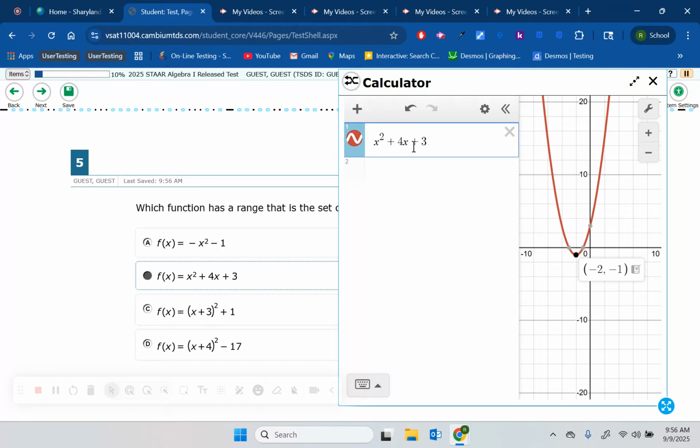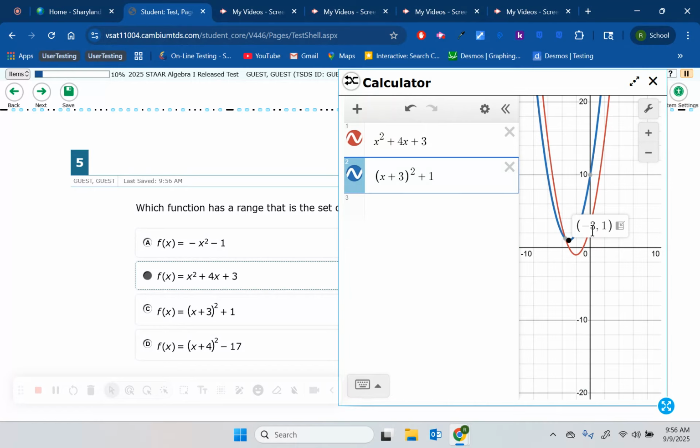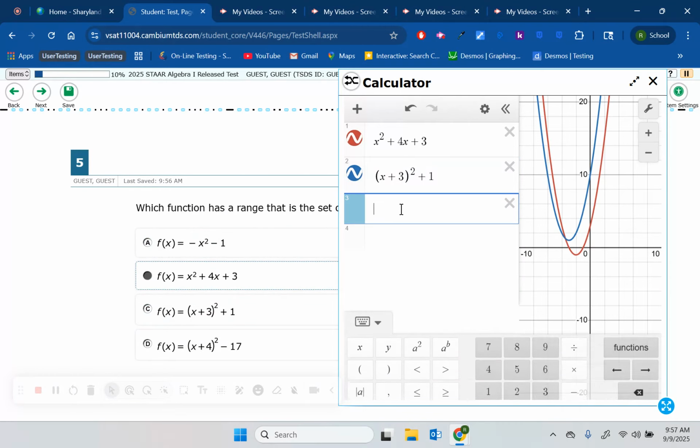But let's go ahead and plug in the other answer choices so you can see them. I'll put them over here. Parentheses, x plus 3, close that parentheses, square this, and then plus 1. This one's moving up already, and that's the y value. Its vertex is out here. See that y is 1, and it has to be greater than or equal to -1. Not it. Not it. Not it.